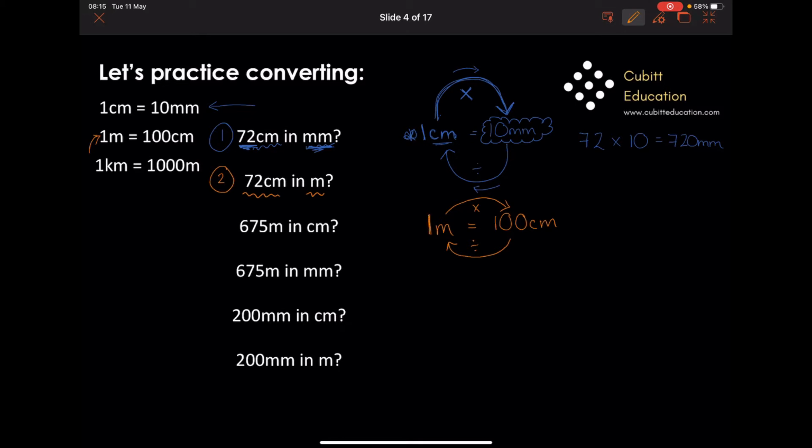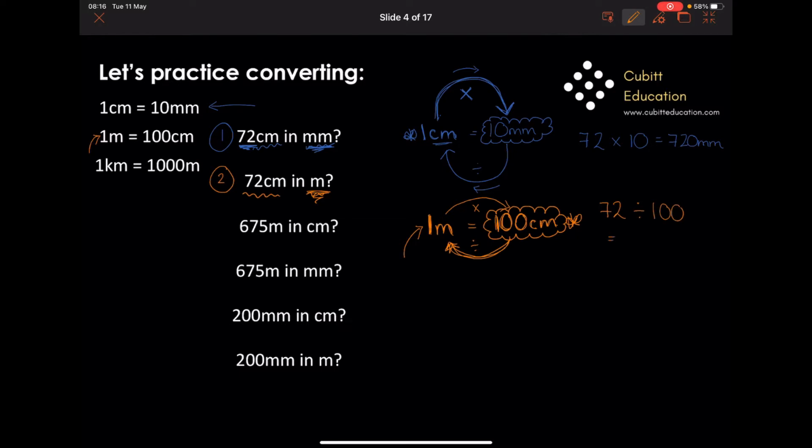Again, my one is on this side, and the conversion is on this side. Okay? 72 centimetres in metres. Well, I'm actually in centimetres this time. So I'm on this side of the conversion, which means I'm going to need to divide because I want to get to metres. It's asking me for the answer in metres. But I always divide by the conversion. Okay, we can't divide by 1. It would give us the same answer. So I'm going to take my 72 centimetres and I'm going to divide by 100.